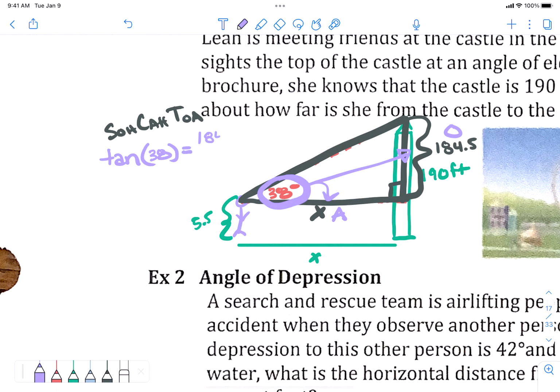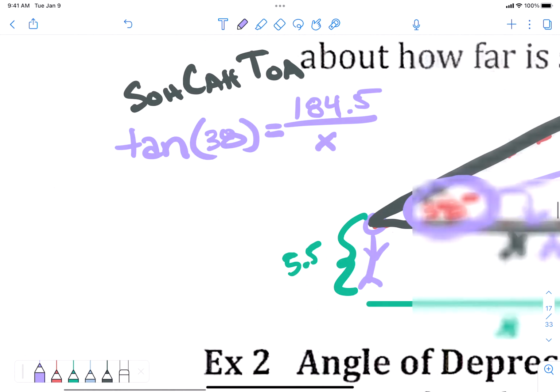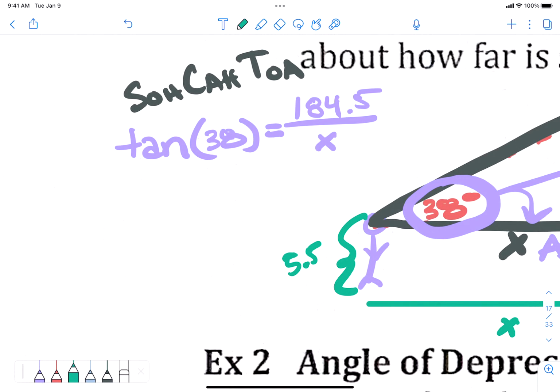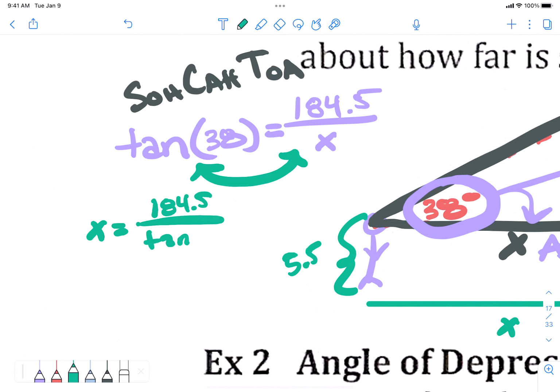Yep, that one goes in the top. 184.5 over x. Now, do you remember what we do if x is on the bottom? We switch these two around. We flop them around. So x equals the 184.5 divided by tangent of 38. And then we find the distance that is.